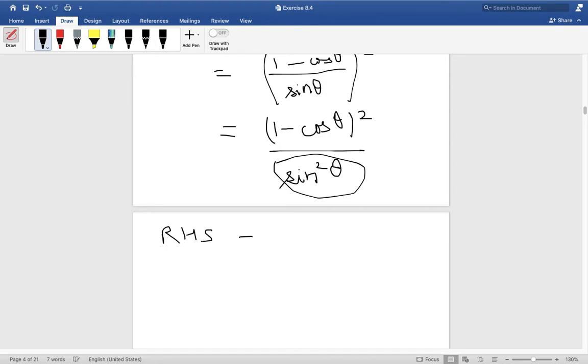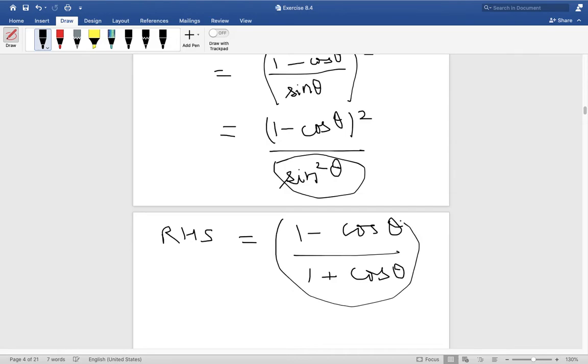What we are given as right hand side in the identity is 1 minus cos by 1 plus cos. So there is no sine theta in the right hand side. It's a bad joke, but there is no sine here. So I need to get rid of this thing as well and convert it into cos square theta.